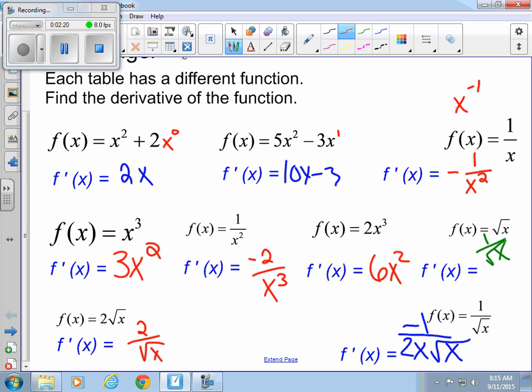Okay, let's look at the next one. Probably a fluke. Let's just keep going. 3x squared on the next one. Worked. What about the next one? Did it work? Yes. What is this if I write it just as x to a power? Negative 2x, and what's negative 2 minus 1? Maybe not a fluke.